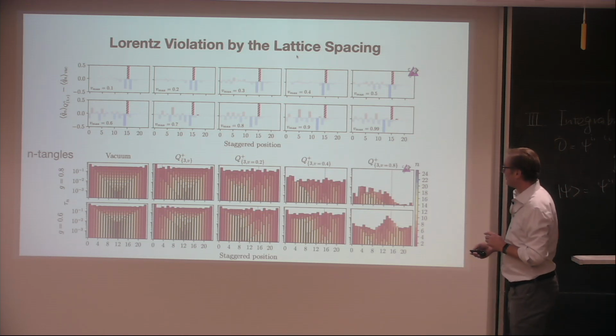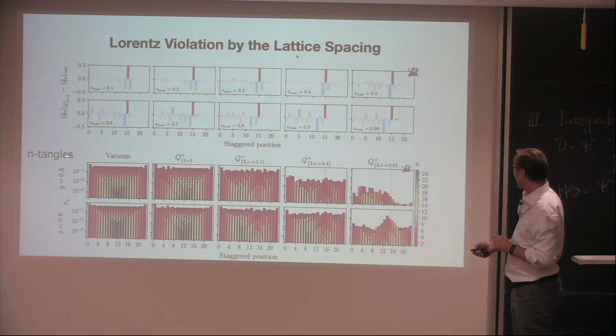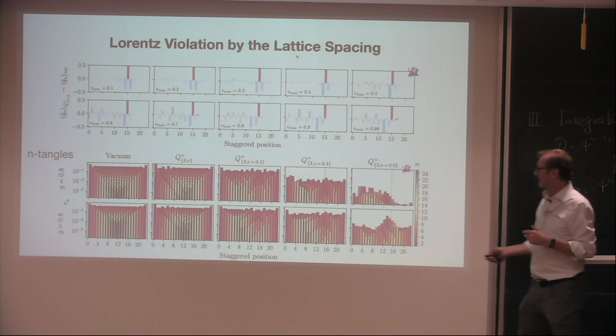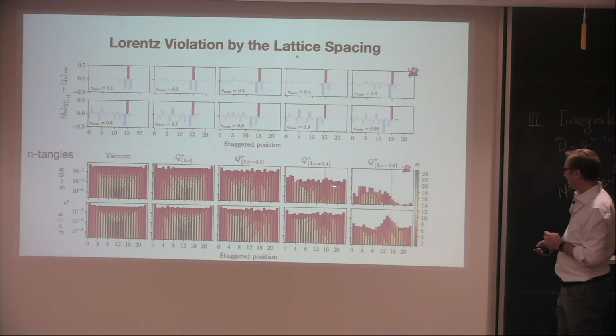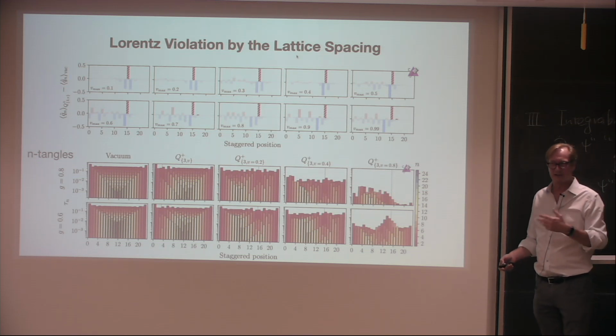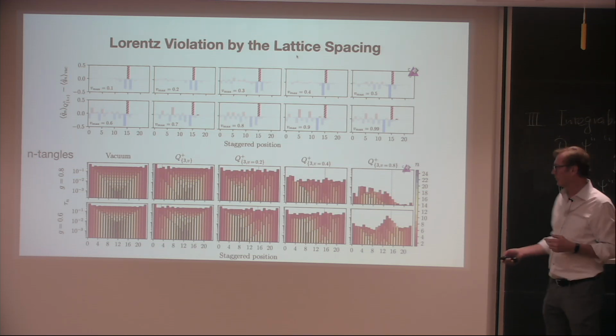And if you look at the entanglement, so check out the entanglement: 2 tangles, 4 tangles, up to 12 tangles that you can do. It turns out that you really destroy the entanglement structure much more dramatically than you have problems with the classical observables.